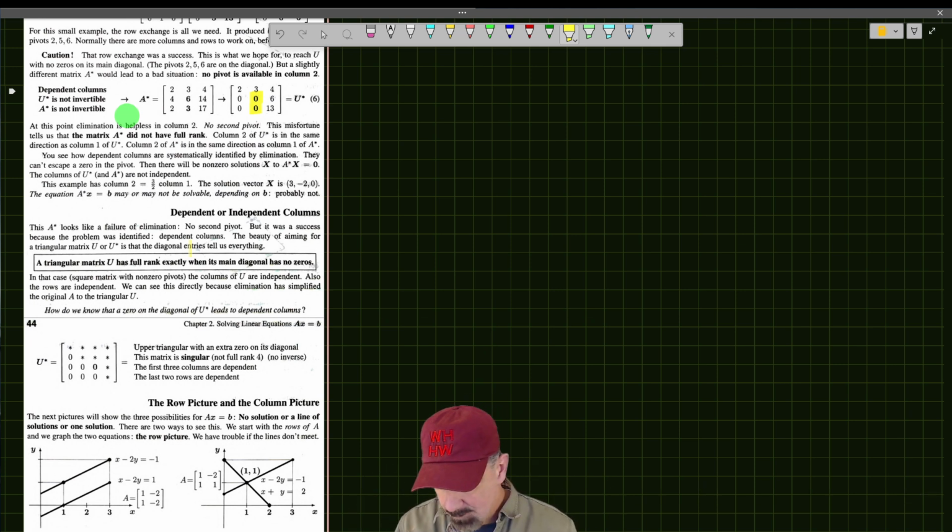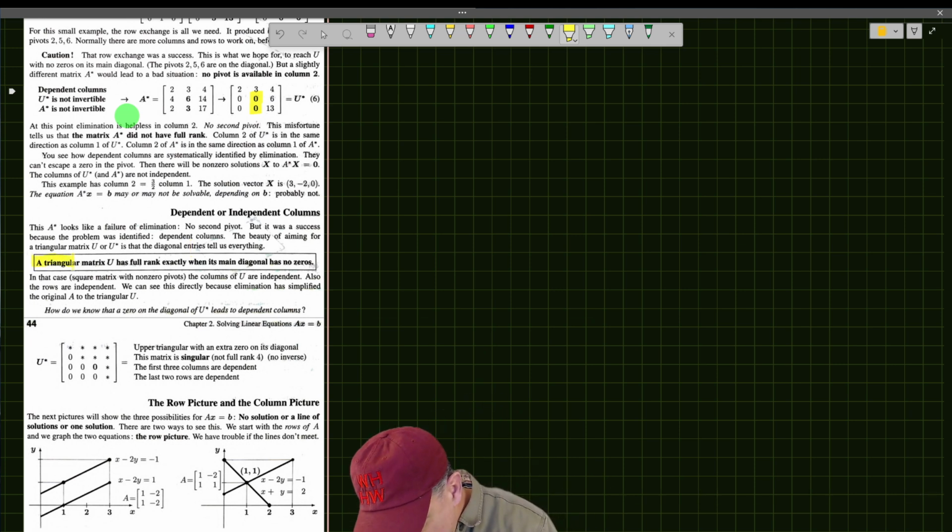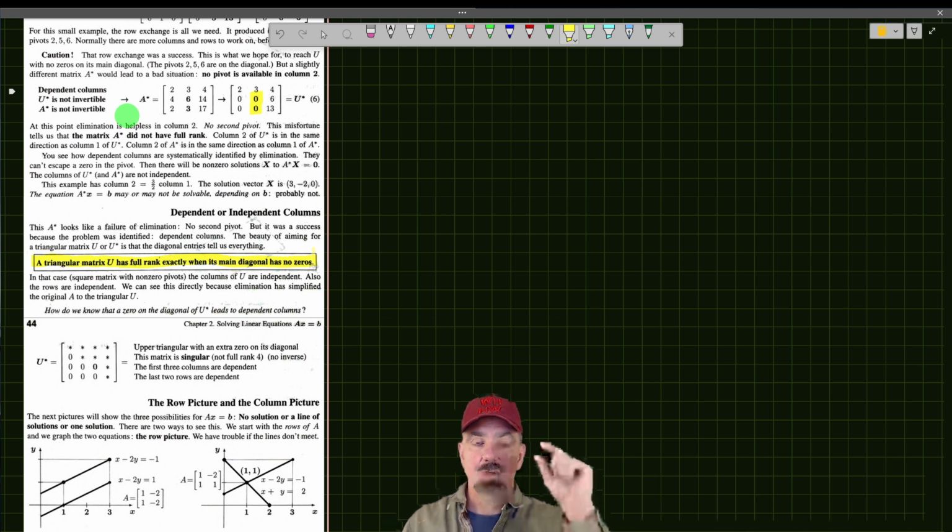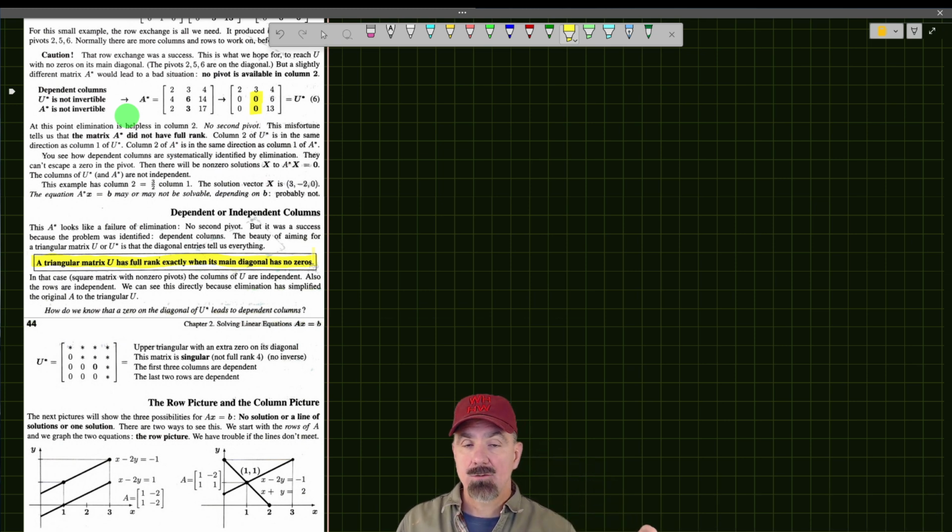One note that's really important here: triangular matrices, as long as the values on the main diagonal are non-zero, then those columns are linearly independent. And again, we'll provide the specifics of what linearly independent and linearly dependent mean. But this is an important thing for us to realize. If we have non-zero values along that diagonal, we have linearly independent columns. Otherwise, they're linearly dependent.